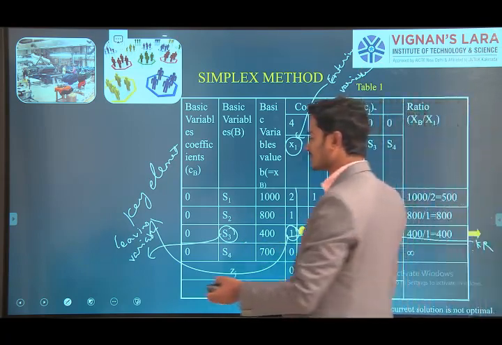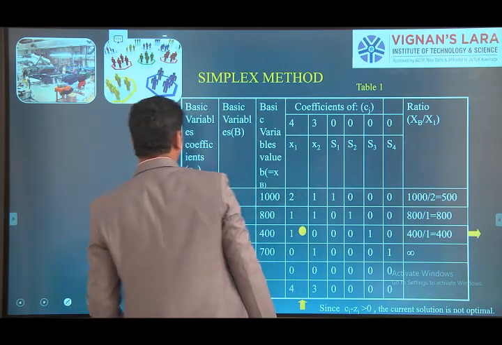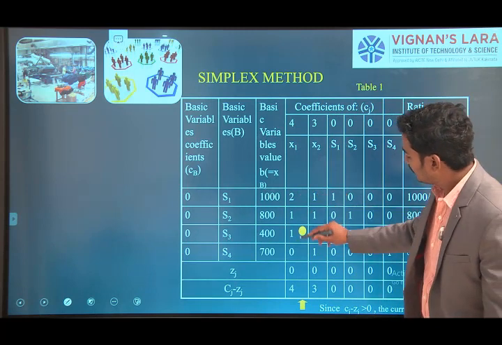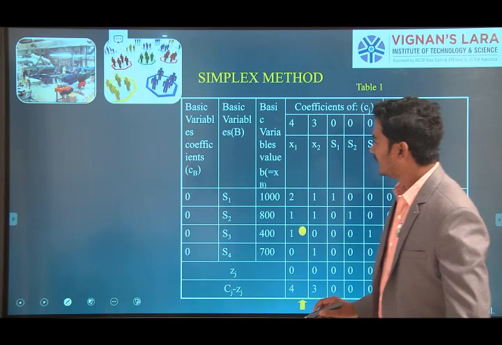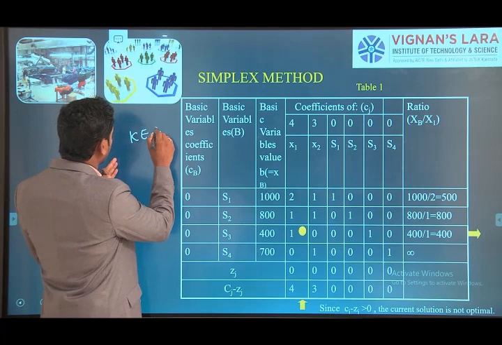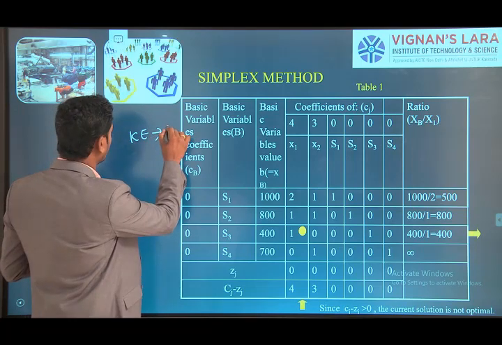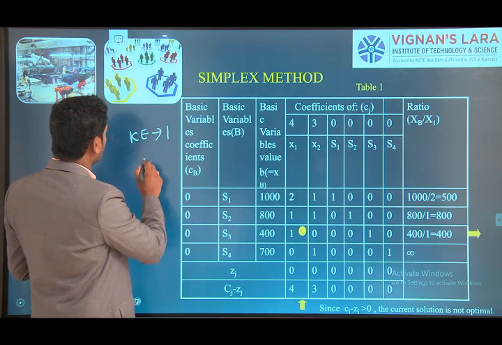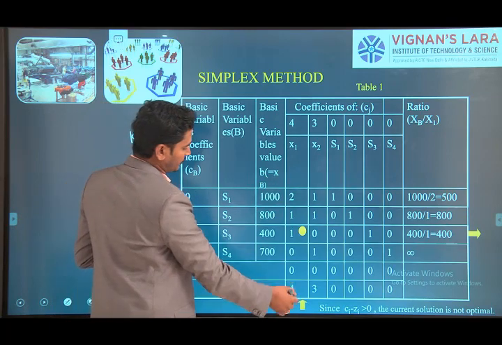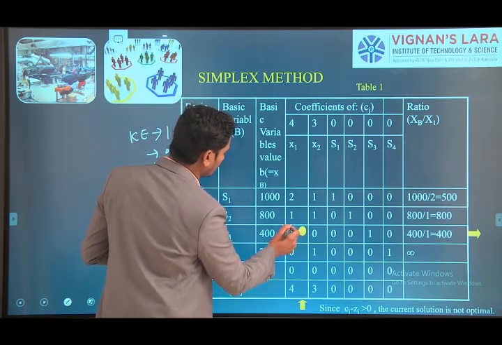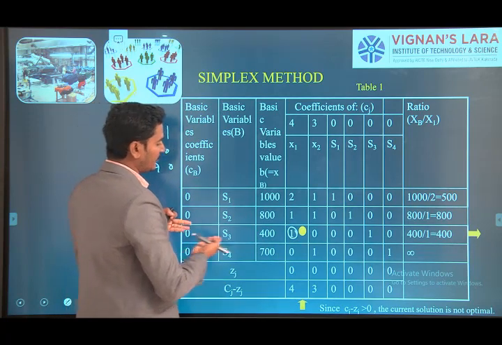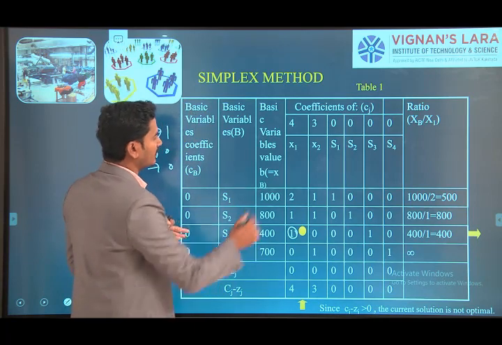For this we have some rules to do the iteration for the next cases. What are the rules? We have to replace the values of the key column: the key element value of the key column must be changed to 1, and the remaining values of the key column must be 0. This is our key column. Here the key element is 1, so no need to change this value. For the next table, we take the same values by replacing S3 with X1.